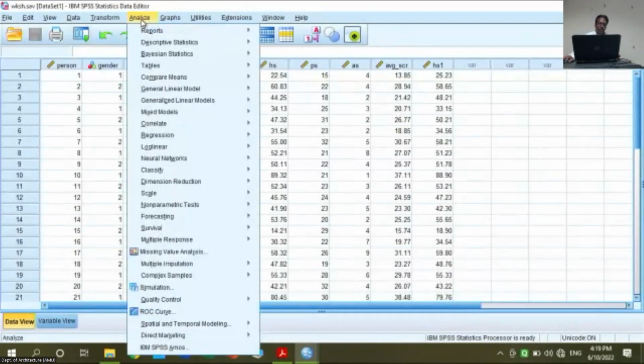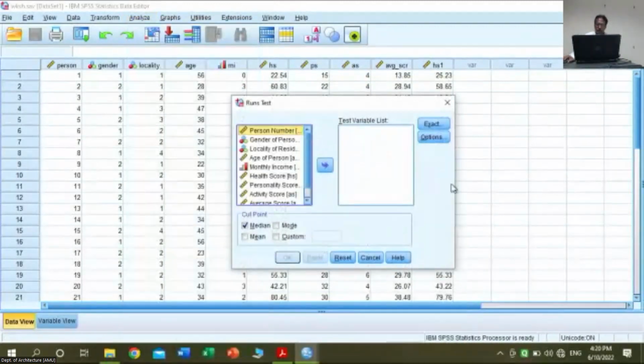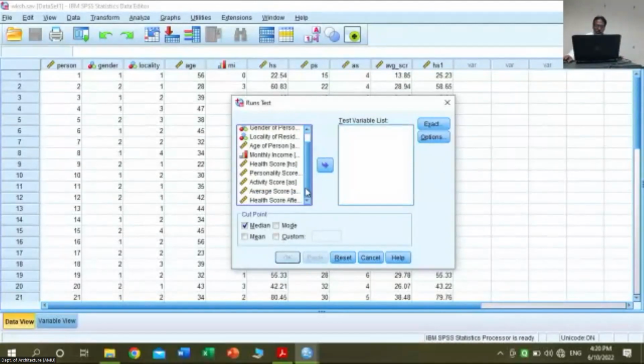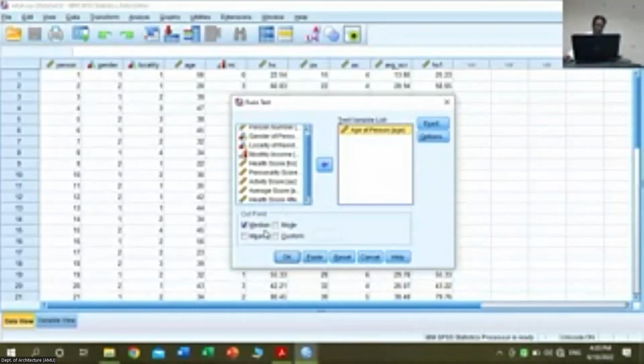Now analyze, non-parametric test, and run test. Test variable is age. Suppose I consider age here. Age. And cut point is median. From median, we check the randomness.